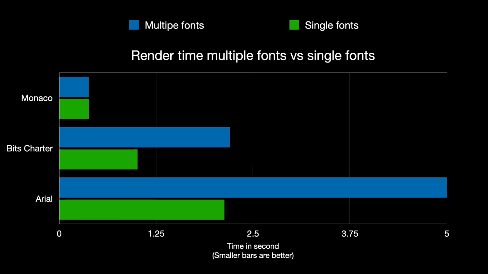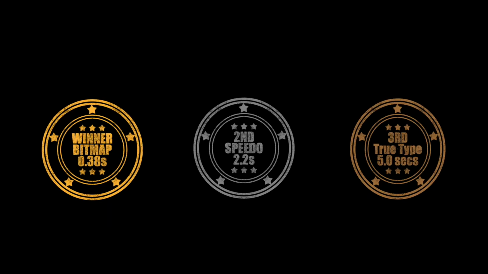So what are my takeaways here? Well, apart from the blindingly obvious fact that bitmap fonts are just faster, the number of font variations on a page does affect performance, but the relative performance of fonts is constant. So bitmap fonts trump Speedo fonts, and Speedo fonts trump TrueType fonts.